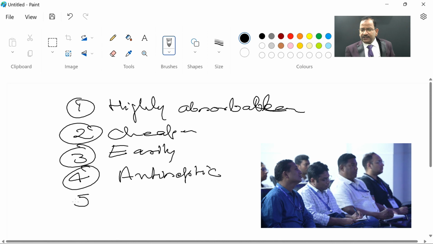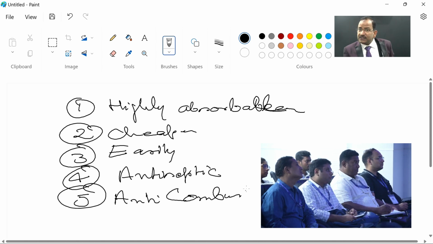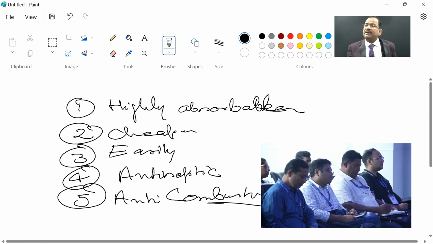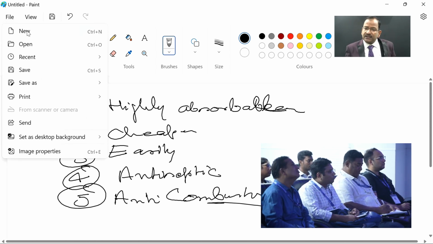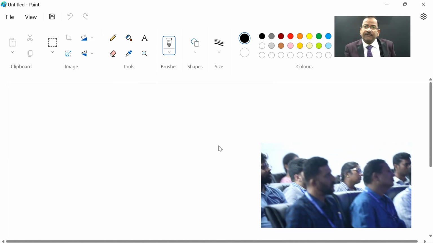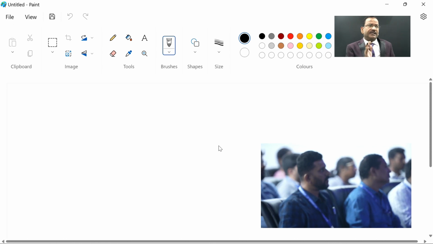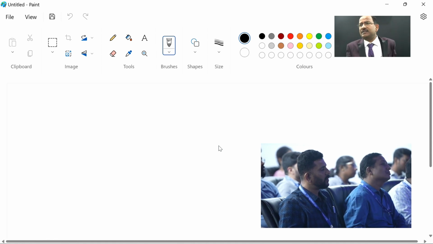And the fifth is anti-combustion. Am I right? It is a fire extinguisher, so it is anti-combustion. It will not allow any fire to happen. And ultimately, this is the best. The only drawback is that you have to be careful that the patient should not have COPD or cardiac disease, and you should monitor by end-tidal CO2 concentration.